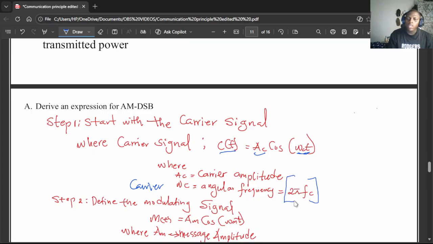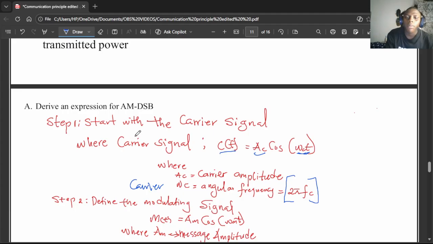Take note of all these equations in case you are given some values to slot in. If you are given some values to calculate your carrier angular frequency, you should know the formula you have to use. And what's the formula? The formula is simply 2 pi fc. What is your fc? Drop it in the comment section.